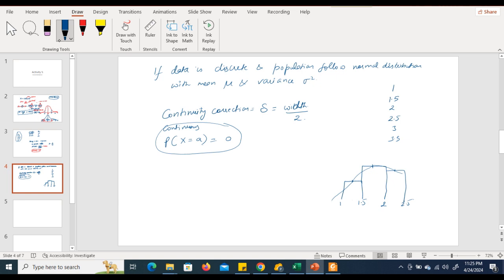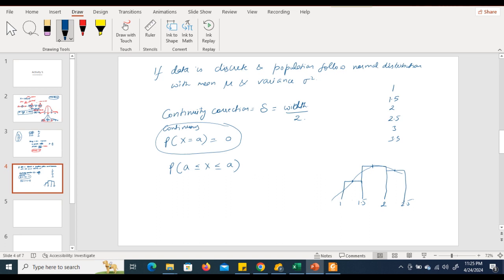But if we want to calculate the probability with the help of normal distribution, firstly we need to convert this data into continuous form. So I can write x equal to a as a is less than or equal to x is less than or equal to a, right? The left limit and right limit are the same, so it means that x equals a only.